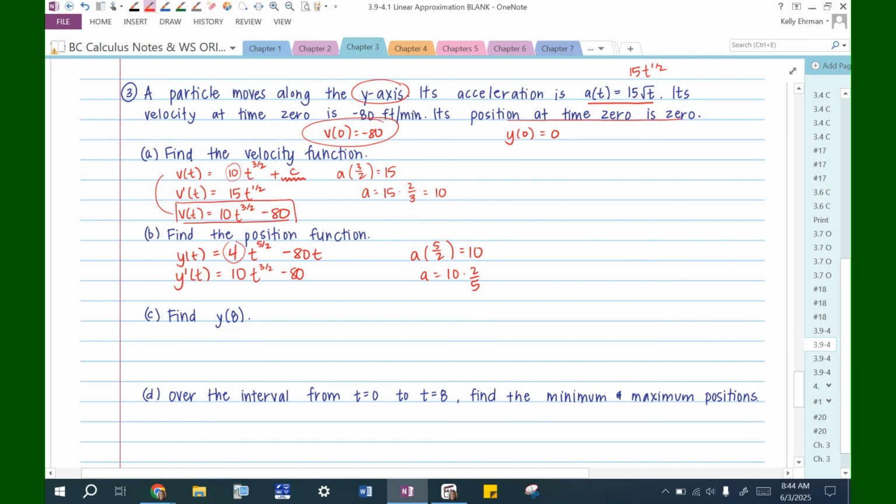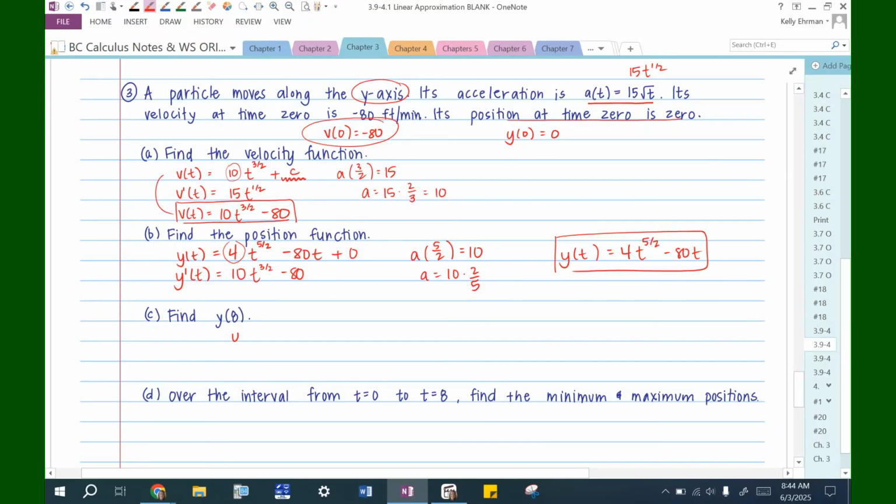And then the last piece is the position. This just says y of 0 is 0, so the starting position when you plug in 0 was just 0. We don't have to write that down. So y of t is 4 times t to the 5 halves minus 80t. And I'm not going to write the plus 0 on the end.